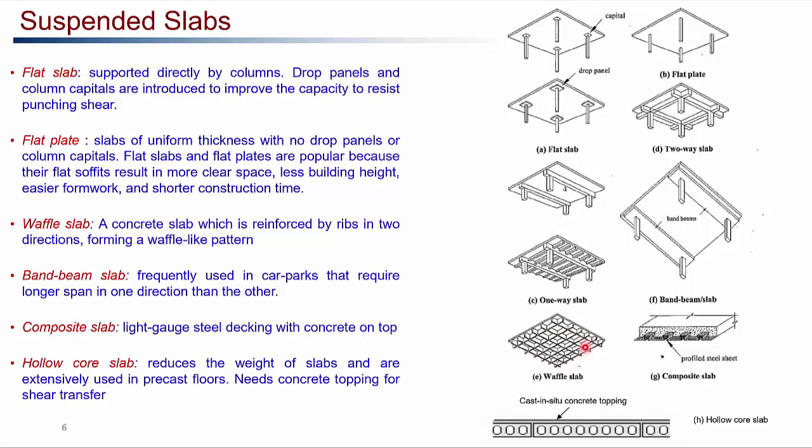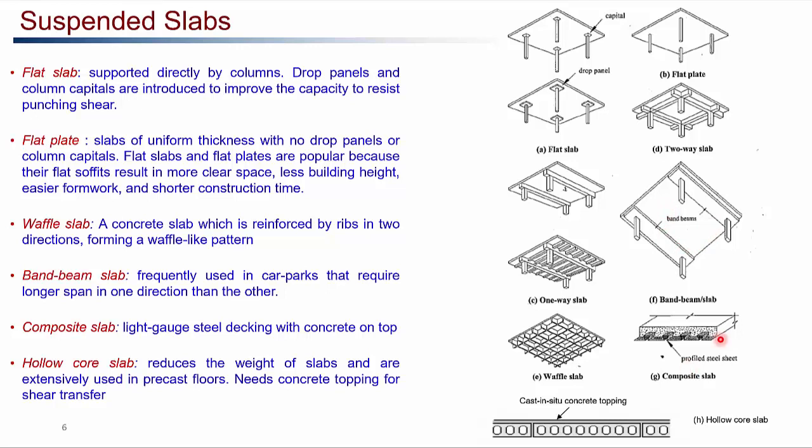Another type of slab is a waffle slab, as you can see here. In a waffle slab, we have reinforced ribs in both directions, forming a waffle-like pattern, as you can see here. This slab is called a band beam slab. They are mostly used in car parks that require a longer span in one direction compared to the other direction.